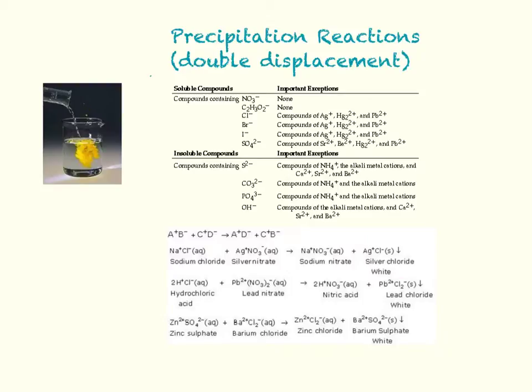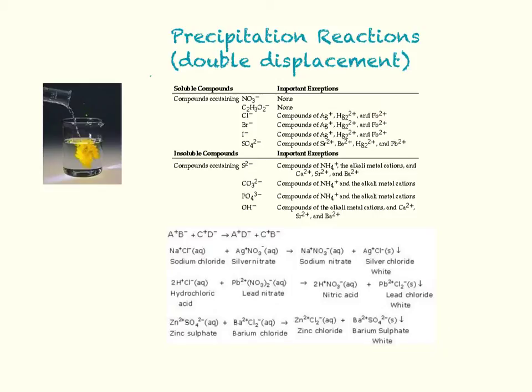Our second example, hydrochloric acid and lead nitrate. The two metals swap, and I end up with nitric acid and lead chloride. Now, again, I've got a nitrate. It's soluble. Here I've got a chloride, I've got lead chloride, double check. I go to my solubility table, chloride, and the exception is lead, making that a precipitate. So that's why my downward arrow is there.